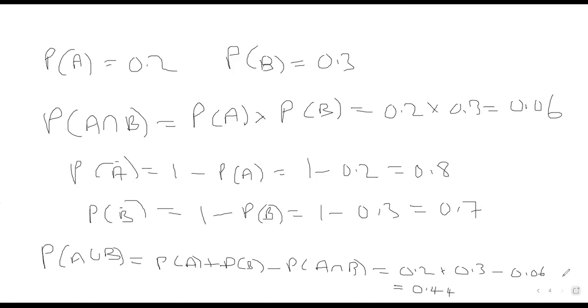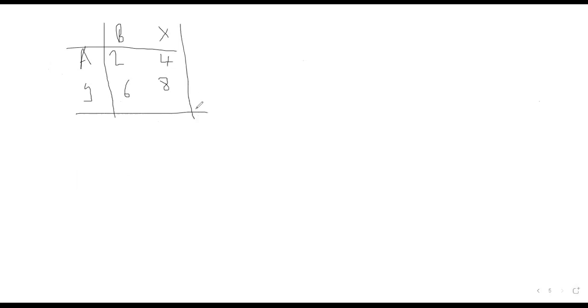Sometimes we may be given sets like this: A, B, X, and Y. We're given 2, 4, 6, 8. So we'll be asked to find the probability of A. What's the probability of A?